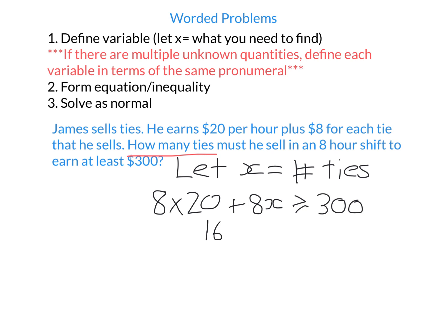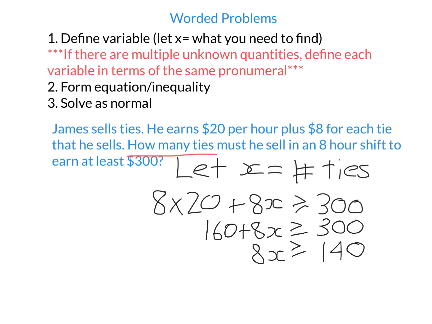Of course, 8 times 20 is 160. He earns $160 even if he sells no tyres. So solving this inequality, we're going to subtract 160 from both sides. So we get 140. That basically means he needs to sell enough tyres to earn $140. So dividing each side by 8, we actually get 17.5. So he needs to sell at least 17.5 tyres.